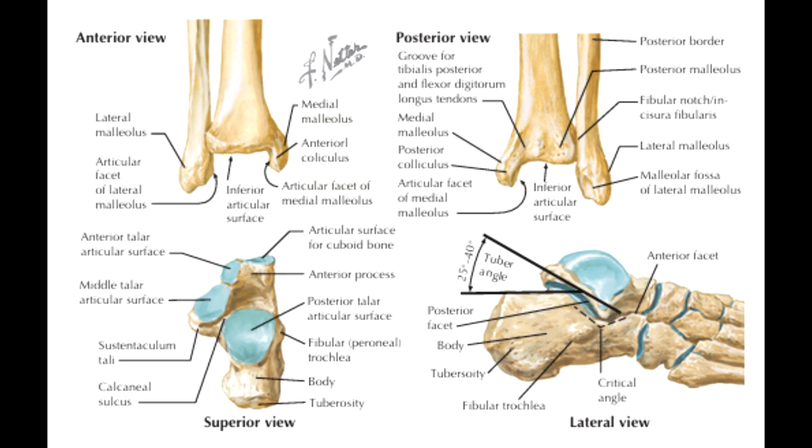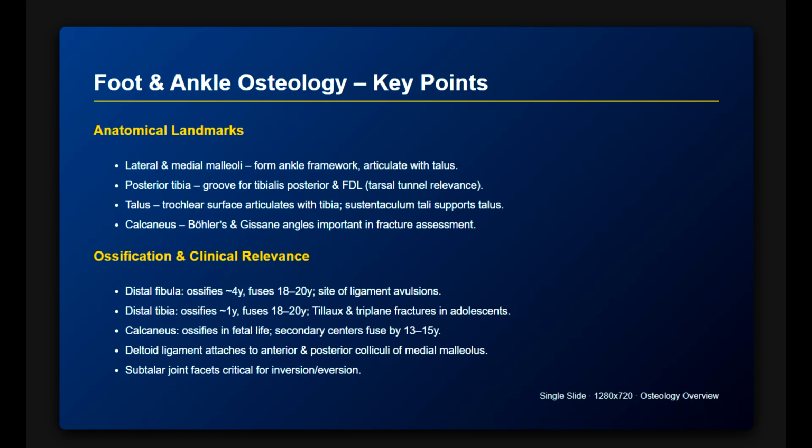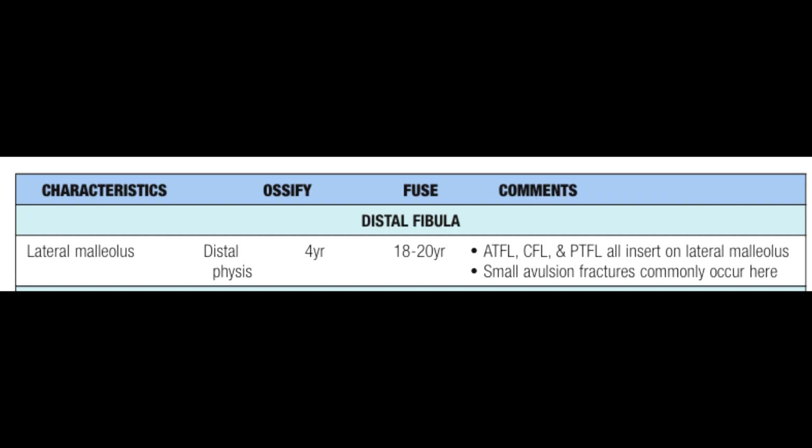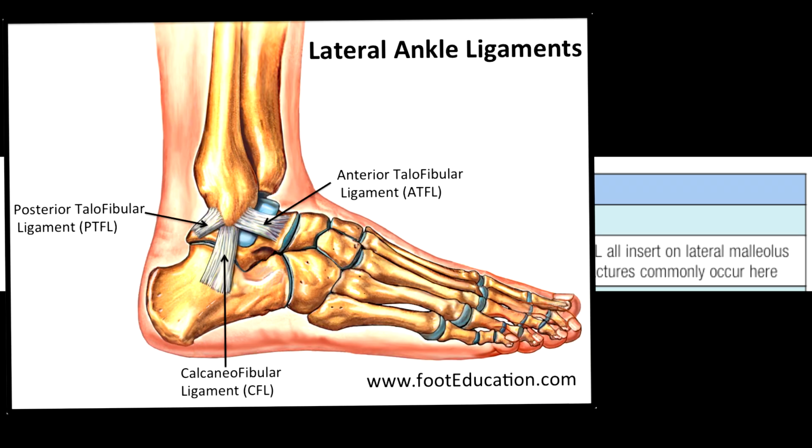Now, let us review the ossification and fusion characteristics of these bones, which are clinically relevant, especially in pediatrics and adolescent orthopedics. For the distal fibula, the lateral malleolus begins ossification around 4 years of age and fuses between 18 and 20 years. This region is the site of insertion for the anterior talofibular ligament, the calcaneofibular ligament, and the posterior talofibular ligament. Because of these ligamentous attachments, small avulsion fractures are common here, especially in inversion injuries.